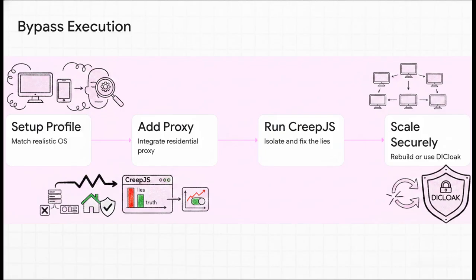Step 3. Run the test on CreepJS, isolate the lies, and change just one single setting at a time to find the exact broken signal triggering the alarm. And Step 4. If your score stays low, don't waste time chasing invisible bugs. Just rebuild the profile from scratch, or better yet, use an anti-detect browser to scale properly.